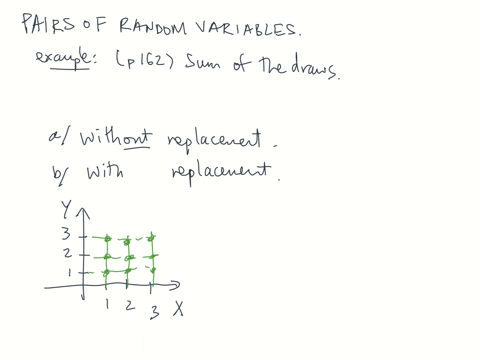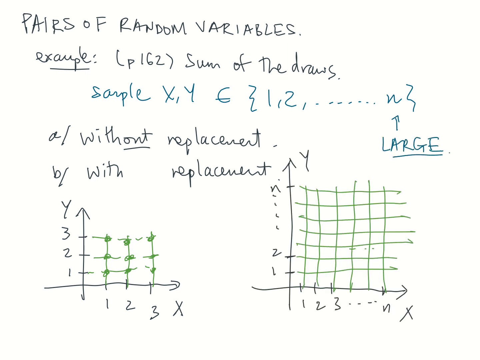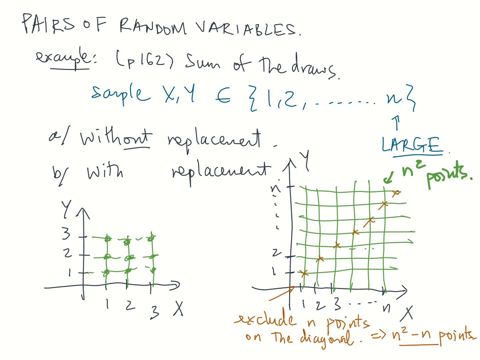Now let's use this picture to visualize the difference between sampling with and without replacement for large N. Consider the same problem. I have X and Y drawn from 1 up to N, but now N is large. That is, if I'm sampling with replacement, then I'm sampling from these N squared grid points. Whereas if I were to sample without replacement, then I'm sampling from N squared minus N grid points. For large N, as we can see, the contribution from the diagonal is tiny.